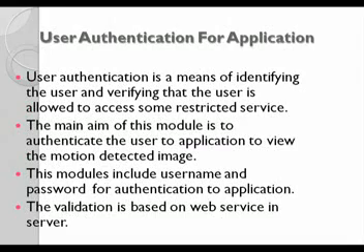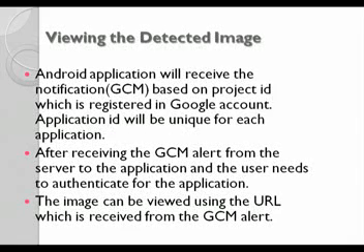Next is user authentication for the application. Whenever a user installs a new application, he has to authenticate for that application so that he can view the image. For this authentication, the user has to create a Google Cloud Messaging account so that he will get a unique project ID. Based on that project ID, the images will be sent to the Android mobile application.